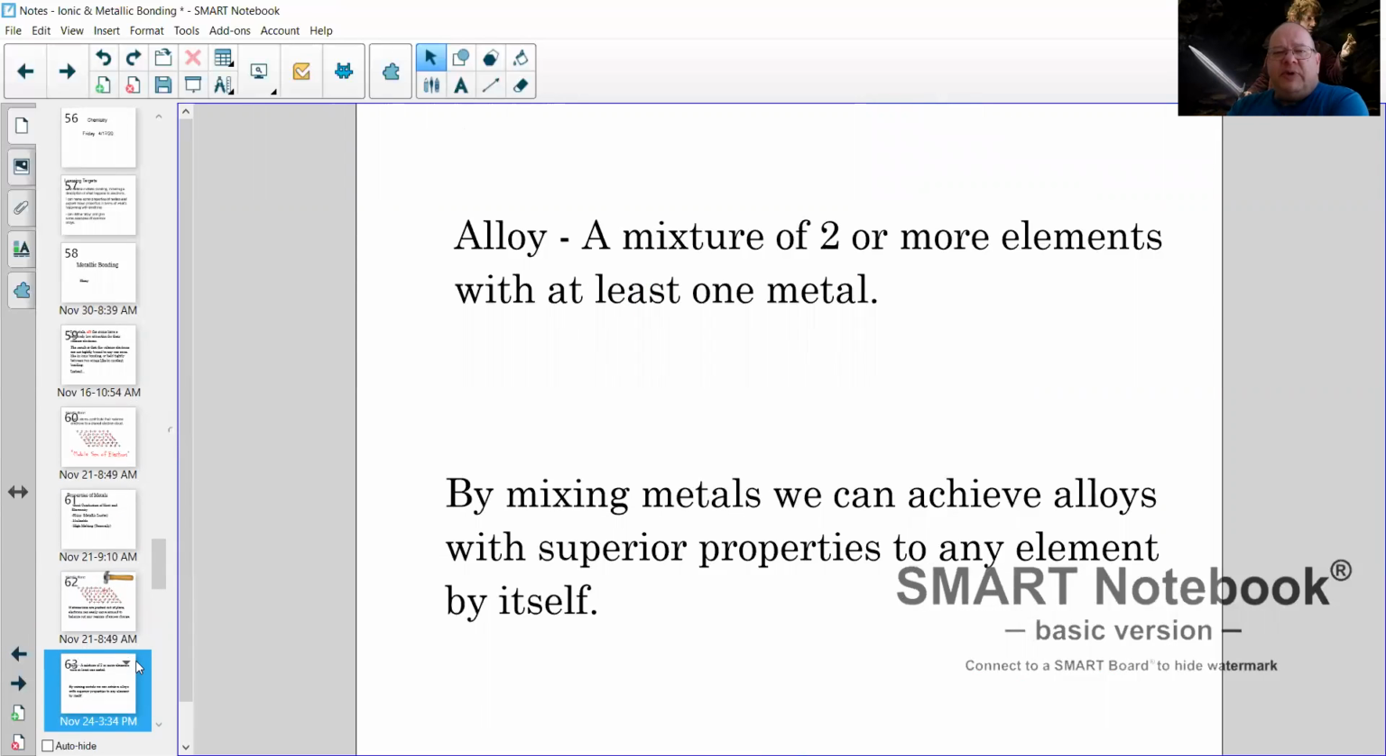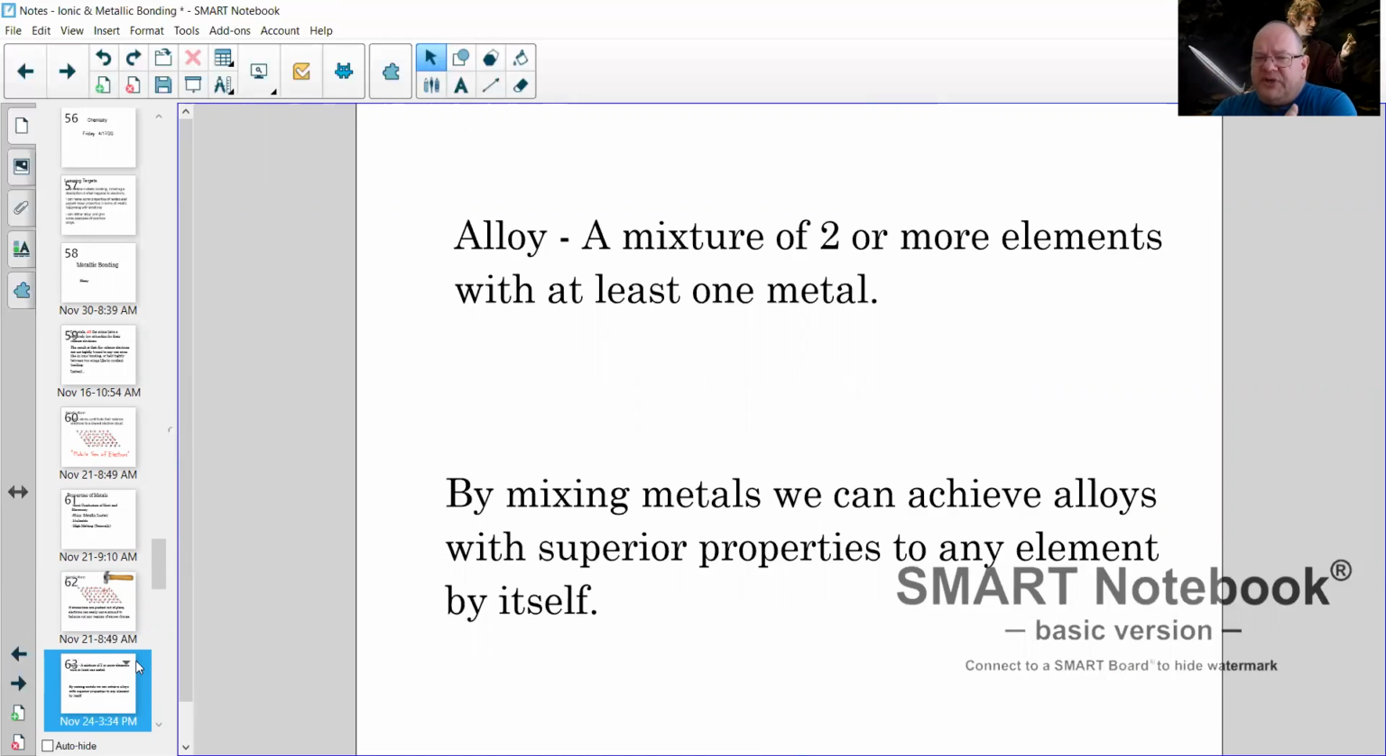So, last thing we have here is an alloy. Effectively, an alloy is when you have a mixture of two or more elements, and at least one of them is a metal. Generally, I think of alloys as being mixtures of metals, but it can be where you have a metal and you've added a non-metal to it. So it doesn't have to be all metals, but at least one metal, and it's a mixture.